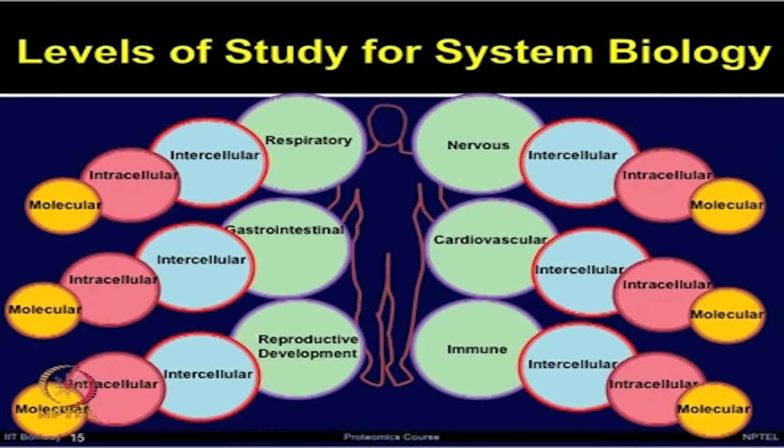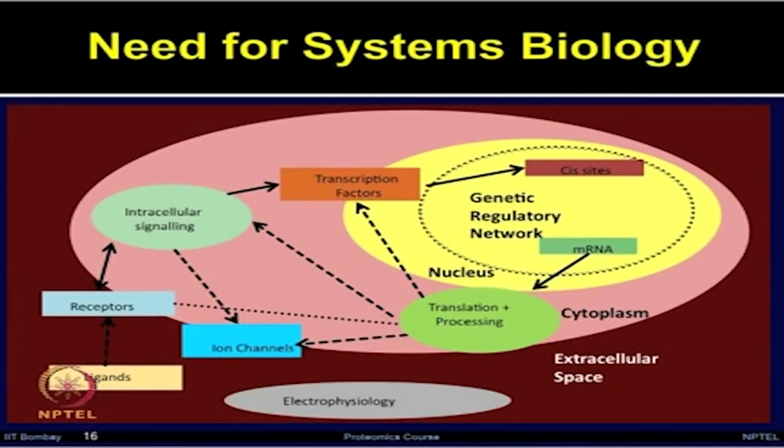Now, systems biology study can be done at different levels. For example, to study the complex physiology of human, one can look at individual systems such as respiratory systems, nervous system or other physiological systems. Studies can be done at the intercellular or intracellular level and finally, at the molecular level involving genomics, transcriptomics and proteomics. So, why is there a need for systems biology?